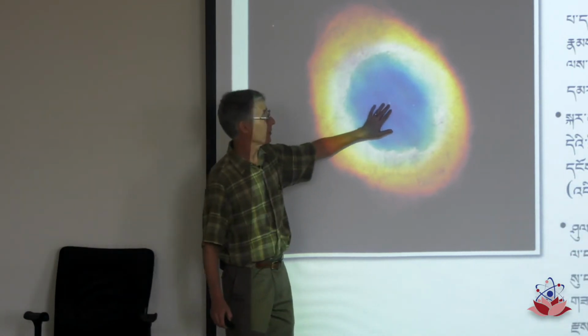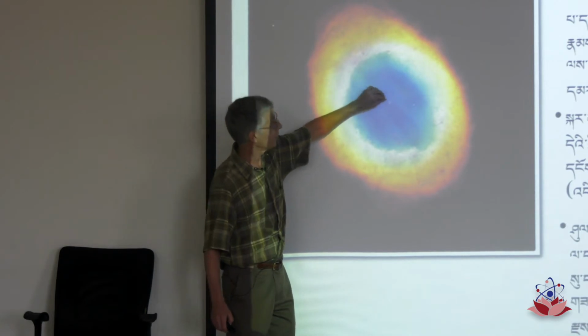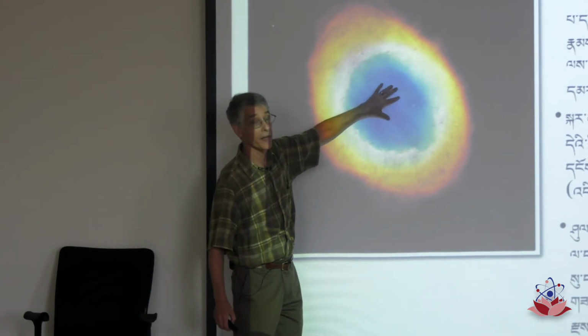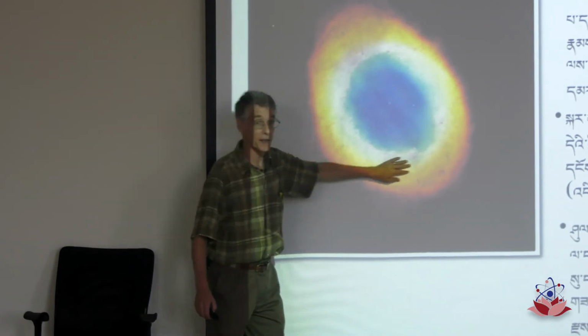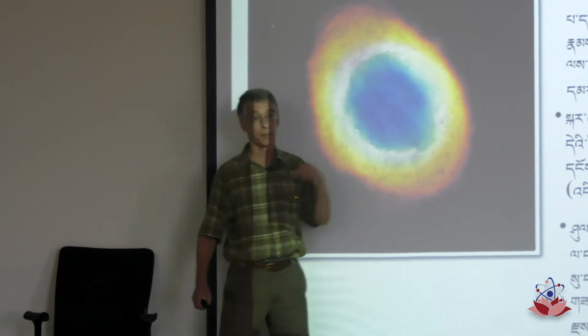You remember the carbon core was at one point 100 million degrees hot, so it is still sending off energy which causes these gases to glow like we see in this image.